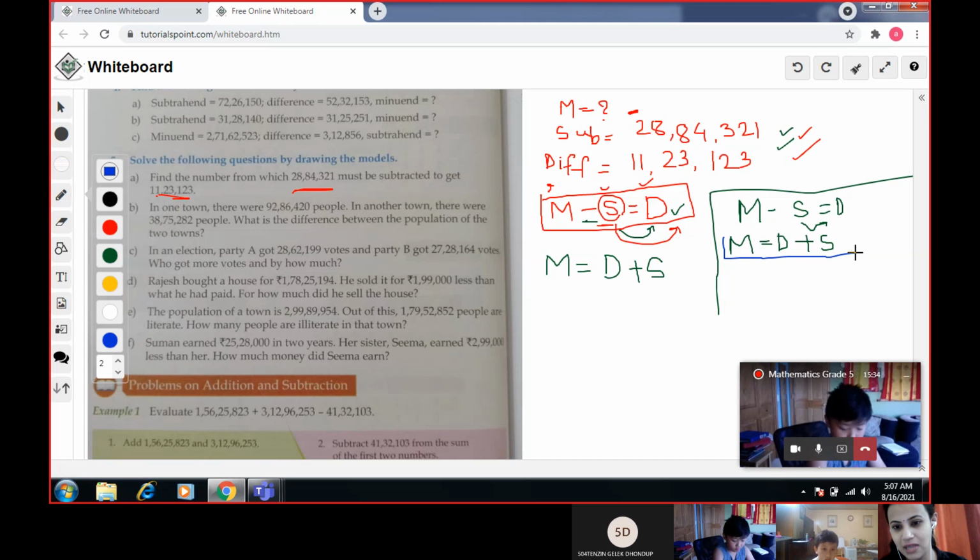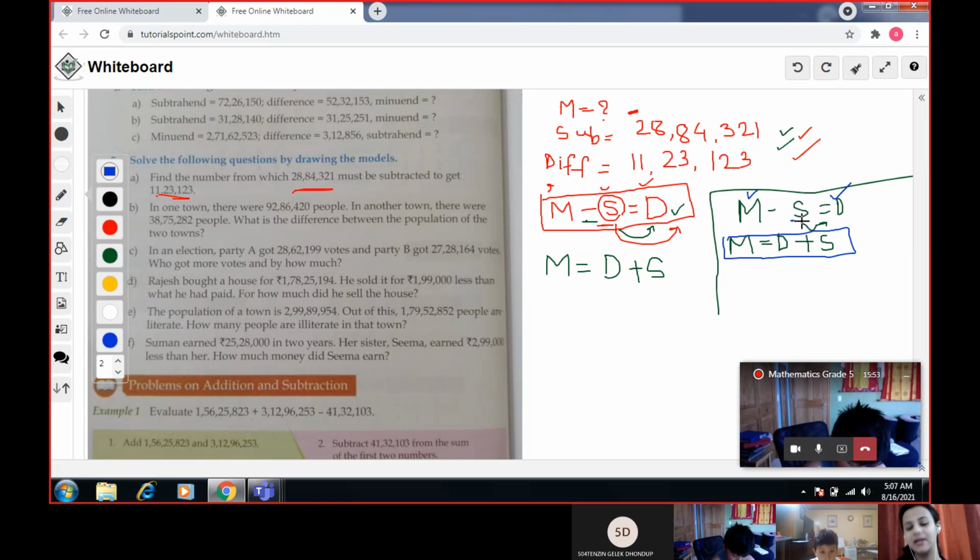Okay, now suppose I don't know the value of the subtrahend. Suppose I know the value of the minuend, I know the value of the difference, and I want to know the value of the subtrahend. So what will I do? I will leave this subtrahend alone. Let's see what I will do.